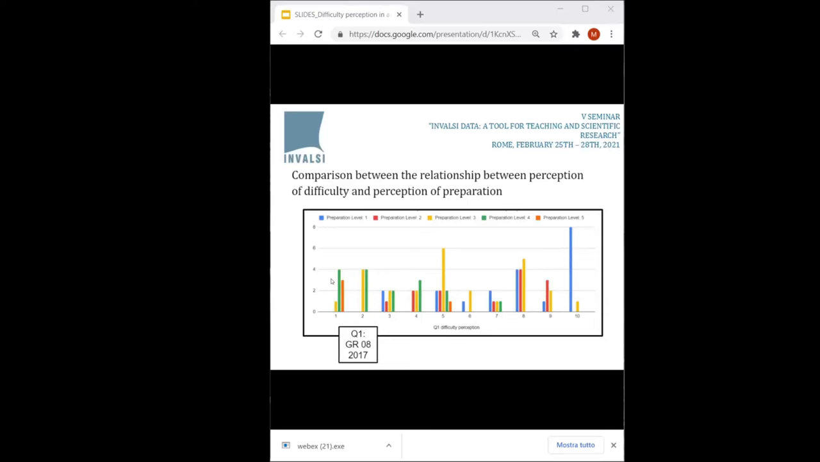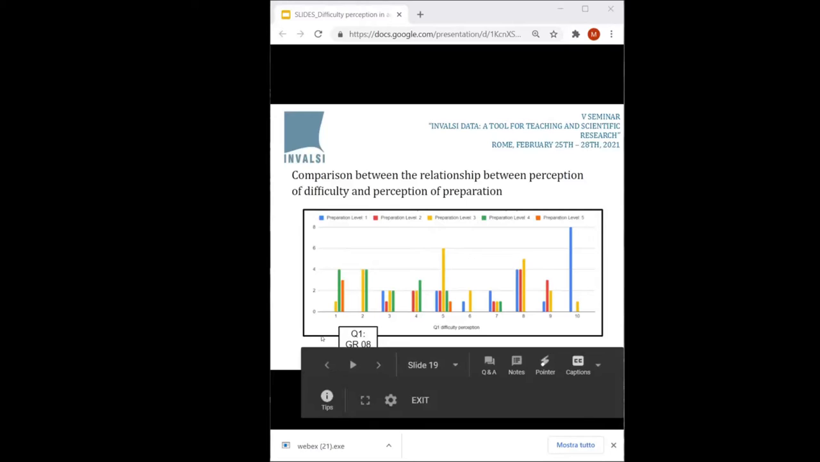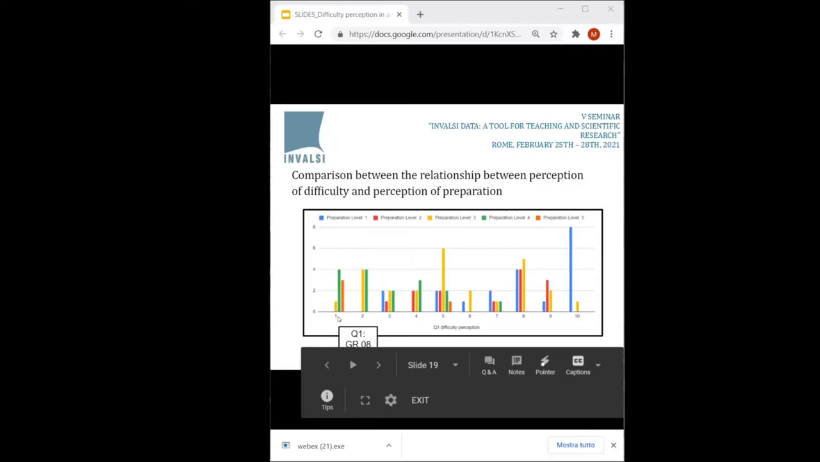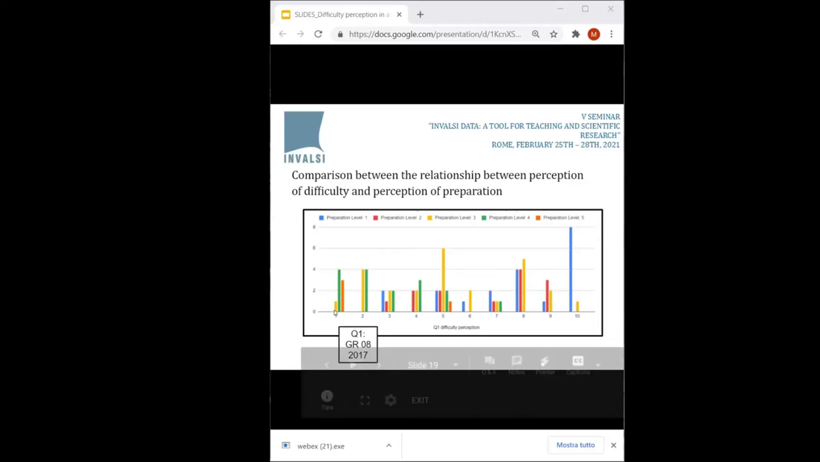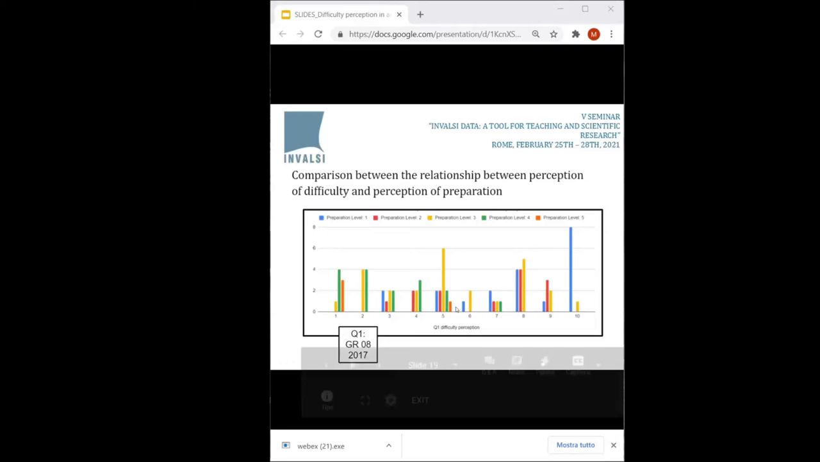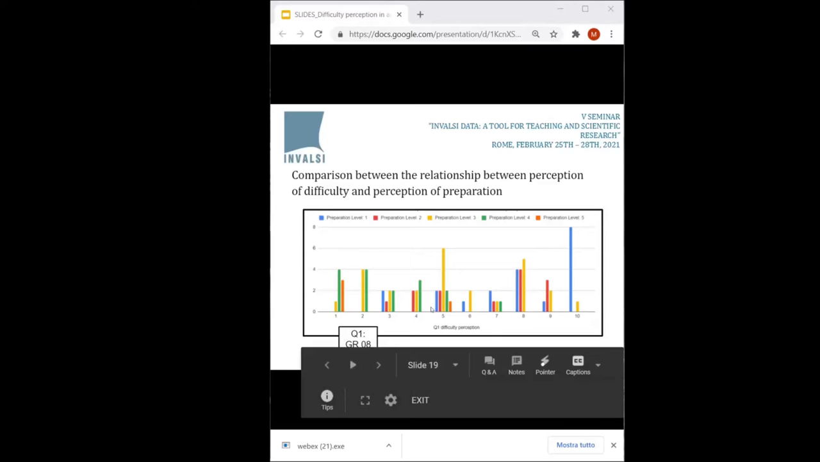And here we can see that there seems to be a much stronger correlation between the fact that they felt themselves prepared for the question and the fact that they found the question difficult or not. For example, here they answered that the first item was difficult 1 or 2, and they said that their preparation level was 3, 4, or 5. Or here they said that the item was really difficult, and they said that they weren't prepared for answering. But of course, for example, for 5, we can see all the levels of preparation. Okay.